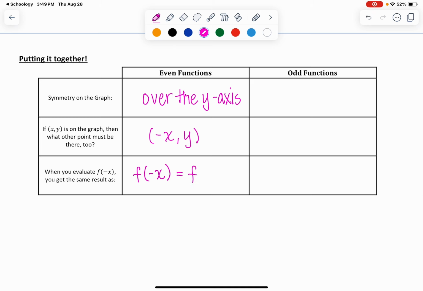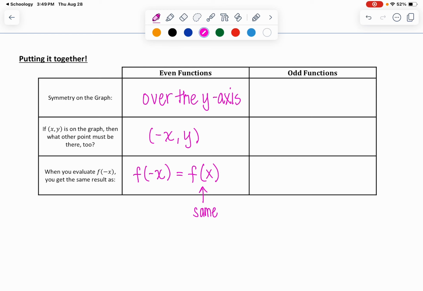After simplifying, if we get the original function, so if we get f of x, then we know the function's even. After plugging in negative x, if we get what we started with, so if the function stayed the same, then it's even. Hey, we're even. We're the same. All right, next we have odd functions.